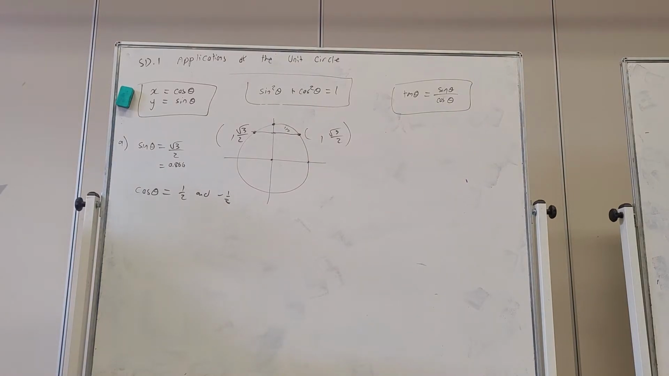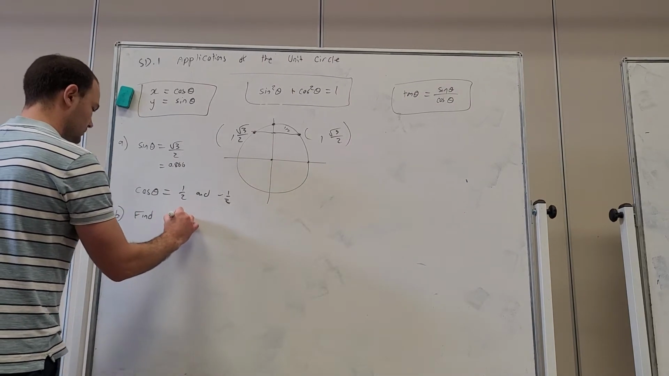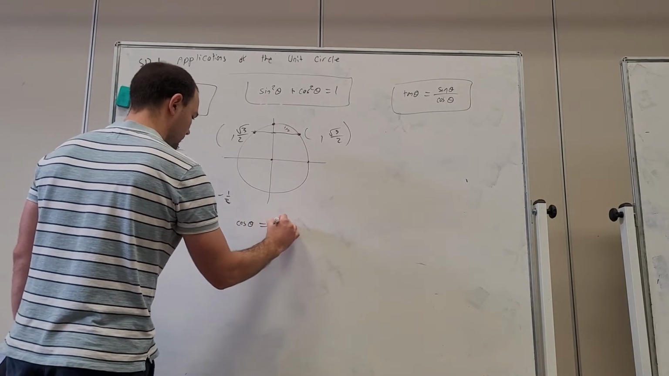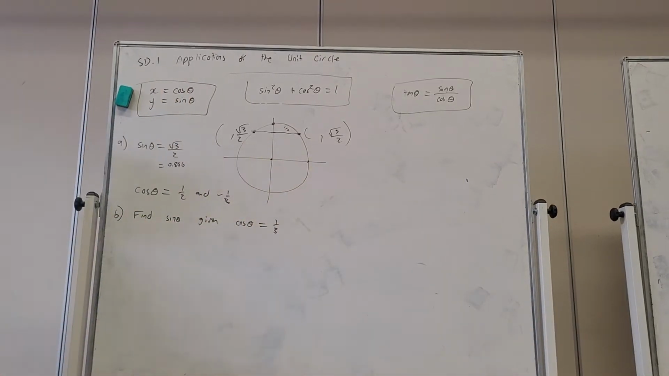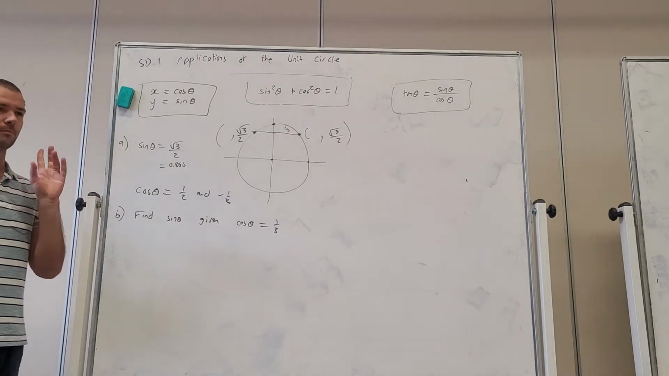Alright, part B. Find sine theta given cos theta equals a third. Okay, that's all the information we are told. Now there's two processes we can use to solve this. Okay, and you can use whichever process you prefer. I'm going to go through both.